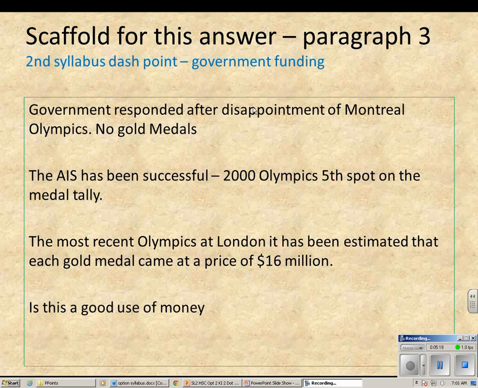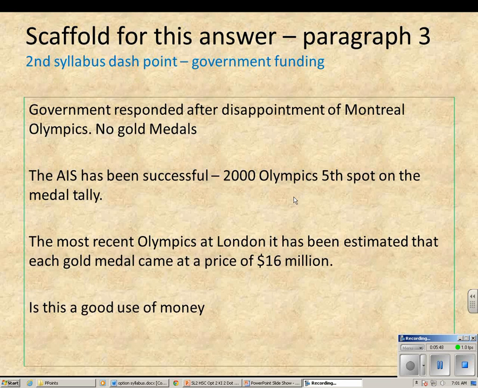Fast forward to 2000 and you'll see that the AIS was incredibly successful. Australia went from being 30th in the medal tally at Montreal to right up to 5th spot when we hosted the Olympics in Sydney in the year 2000. At the most recent Olympics in London, it's been estimated that each gold medal cost the nation close to $16 million. It's an incredible amount of money that the government spends on elite sport.